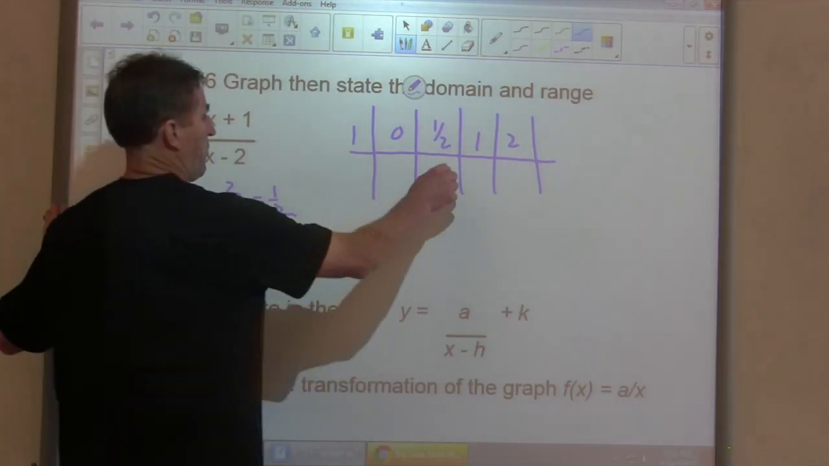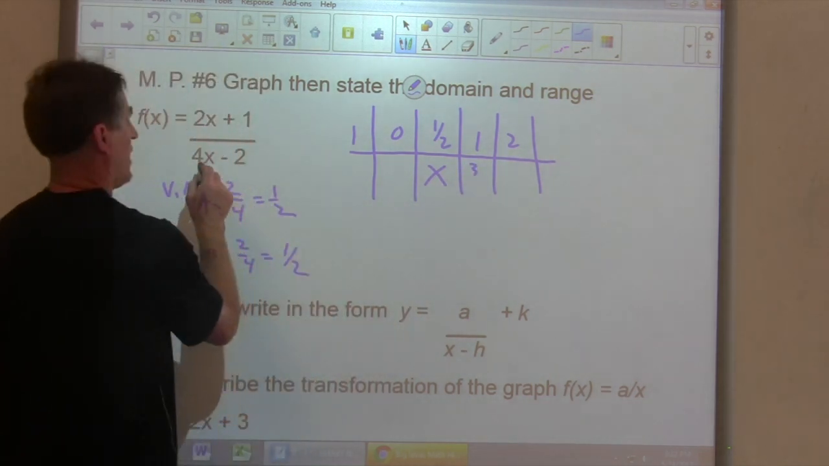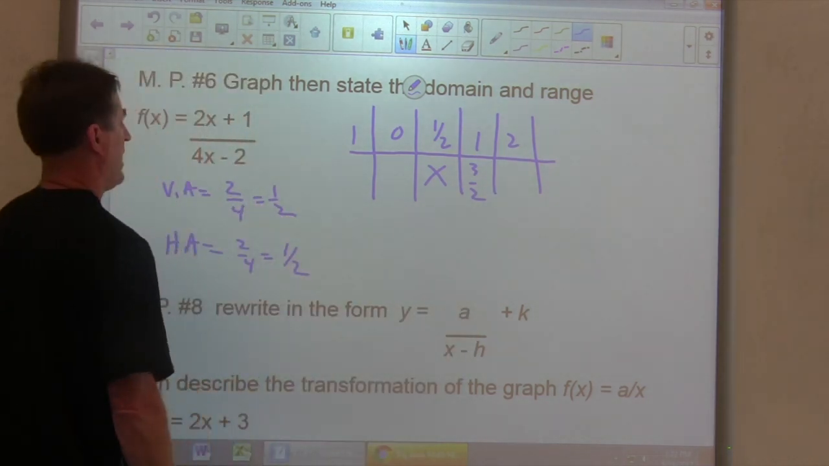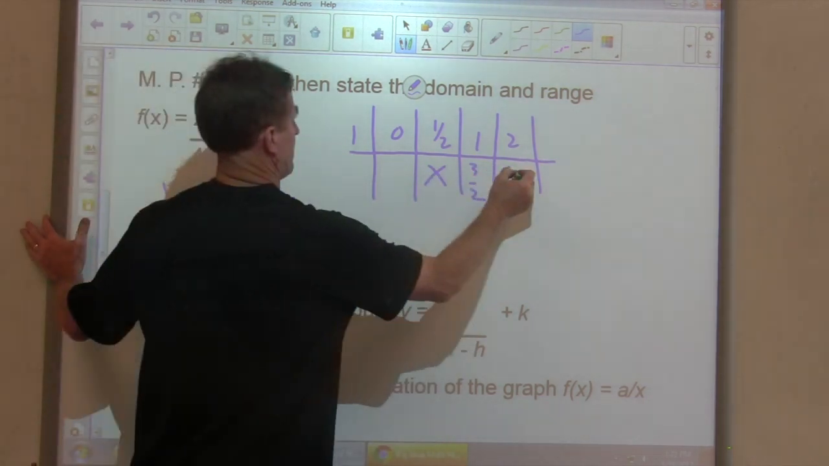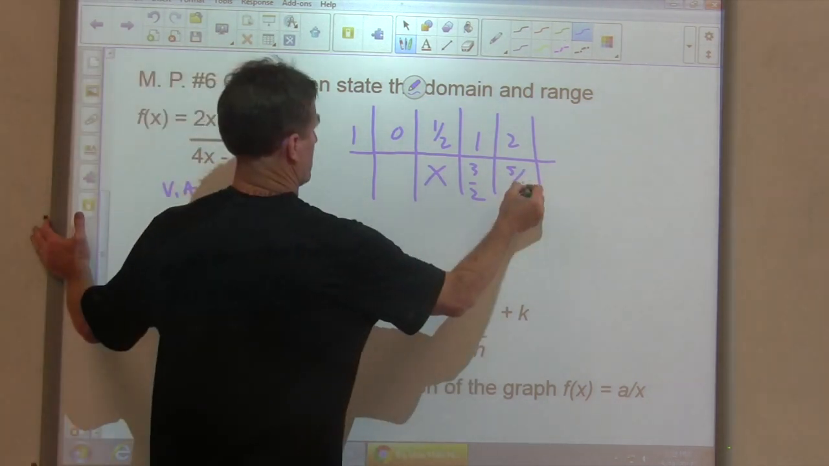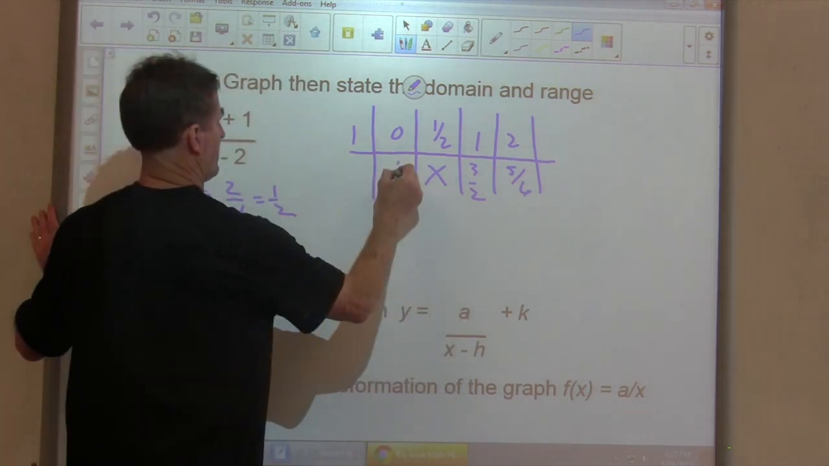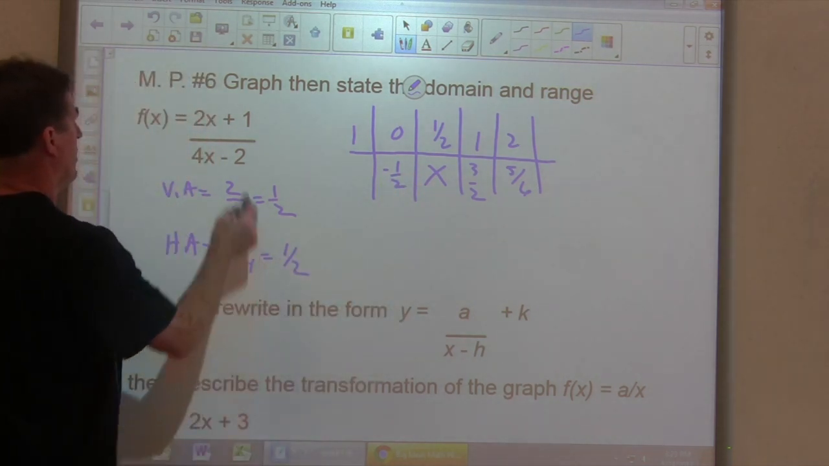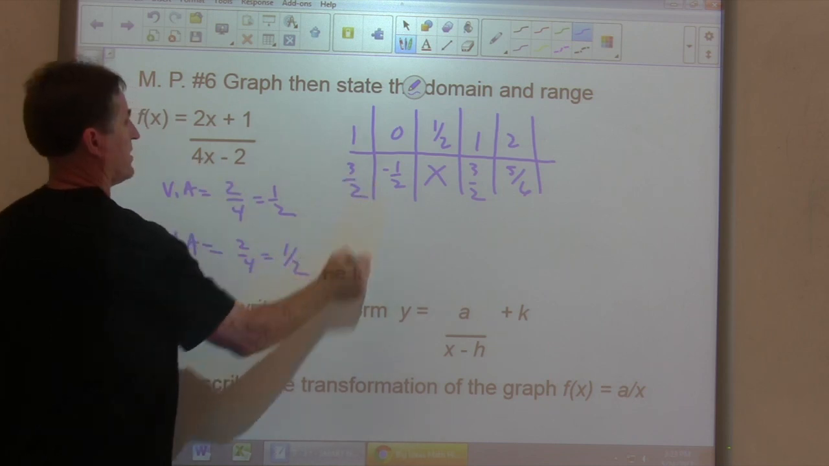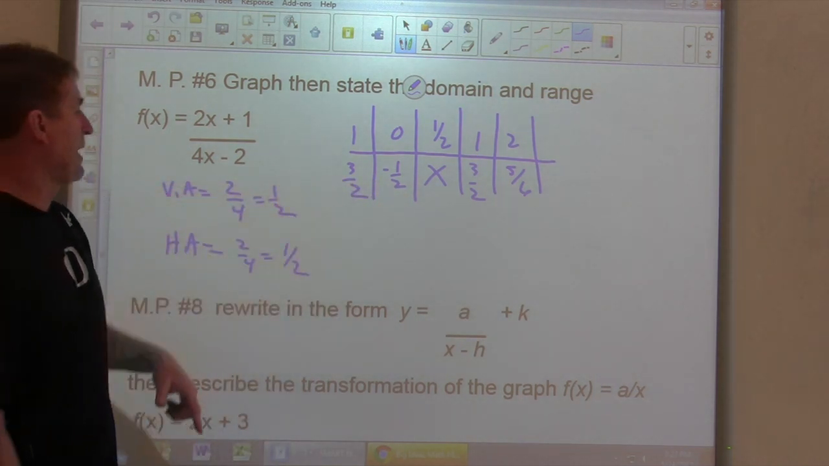So we don't have a value for 1/2. So we plug in 1, that would be 2 plus 1 is 3. Plug in 1, that would be 4 minus 2 would be 2. So we get 3 halves. And then we plug in 2, that would be 5. And 8 minus 2 would be 6. And the other way we plug in 0, that would be negative 1/2. And plug in negative 1, that would be 3 and 2. So you could plot those if you needed to, but I'm not going to ask you to on the assignment. And then we tell the domain and range.